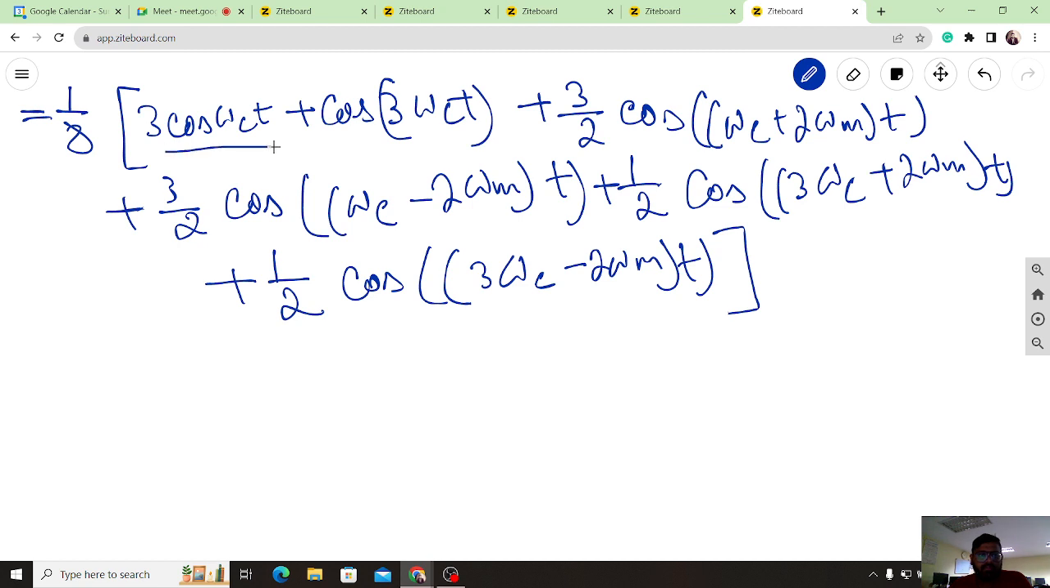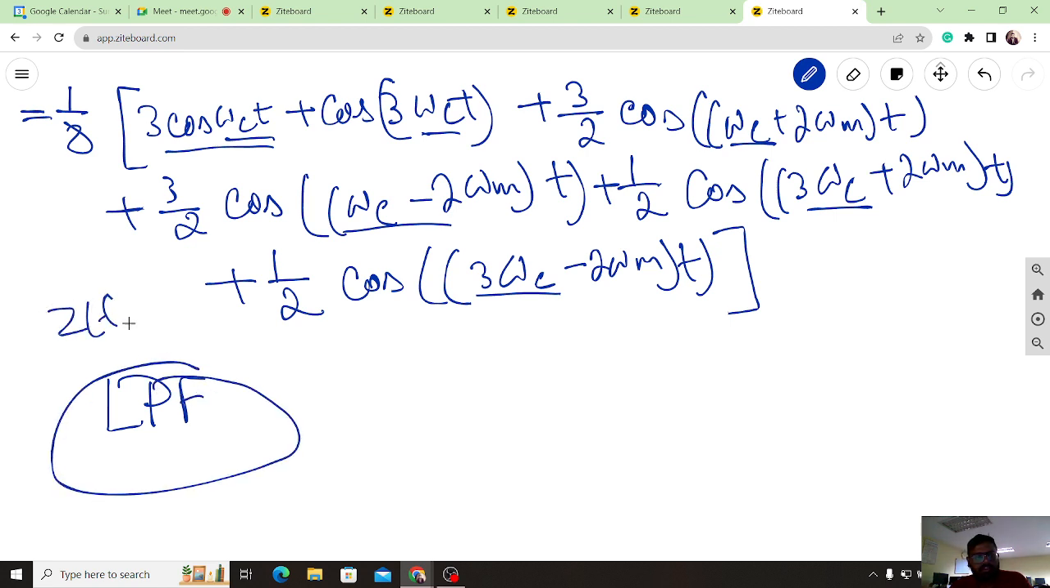So every term has a component omega c. There is also an omega c term and this is an omega c term. So if this output z of t goes through a low pass filter, none of these components will pass through the low pass filter. So what will be the output? The output will be 0 always. So the answer is 0.